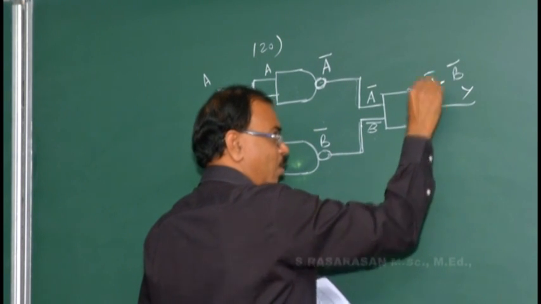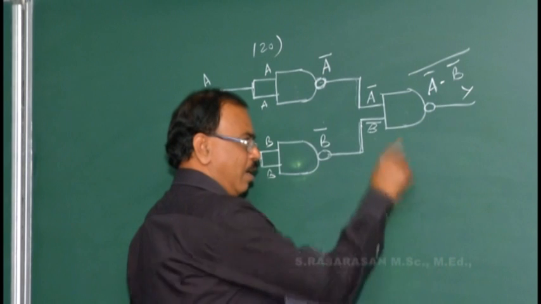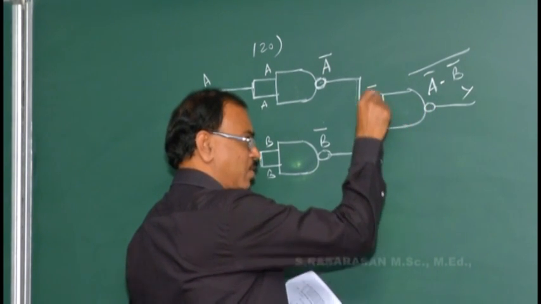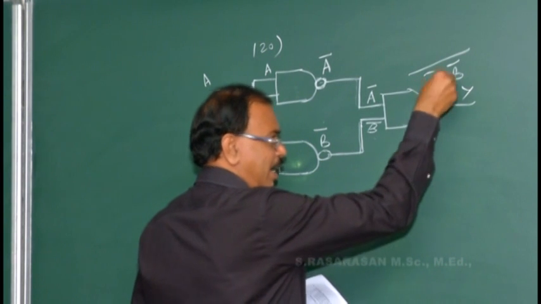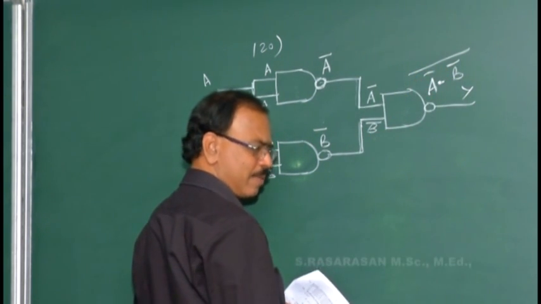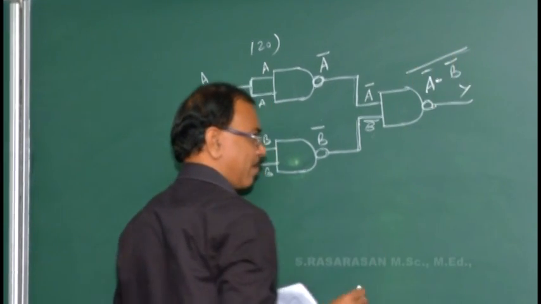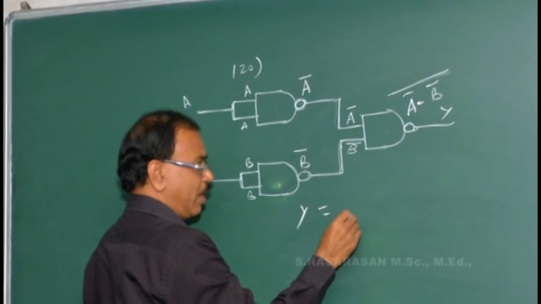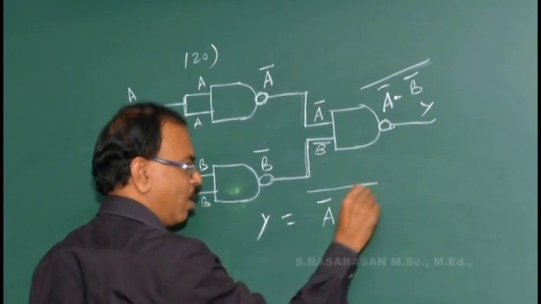Now the whole complement. Any doubt? This is AND, this is NOT. First let us finish the AND: A complement and B complement. Because of this, the whole complement has come. So what is Y? Y is equal to A complement and B complement, the whole complement.